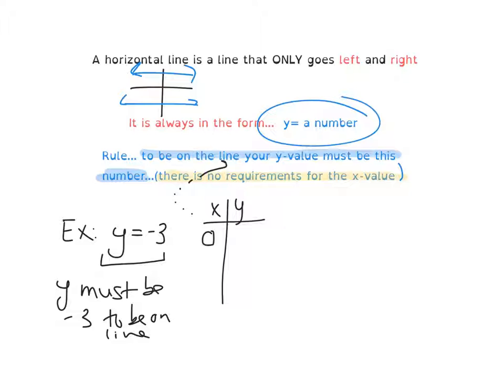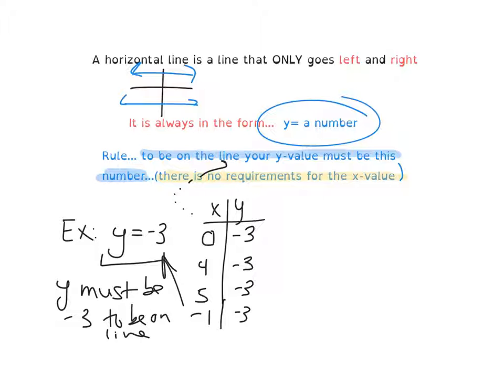So if x was 0, in order to be on the line, the y value needs to be -3. So that's on the line. If my x value was 4, to be on the line, the y value needs to be -3. That's the rule. If I plug in 5, the rule says y is -3. It doesn't tell me anything about x. If I put in -1, the rule says the y value is -3.